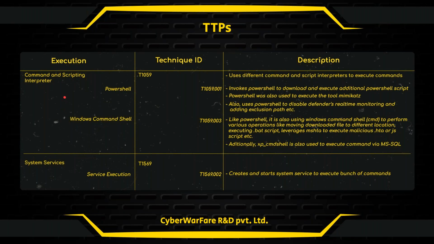Another technique that it used for the execution is the Windows Command Shell, which is CMD. The command shell is used to perform various operations like copying the downloaded file to a different location, deleting files, and executing bat scripts. It is also used to leverage MSHTA. MSHTA is a legitimate binary, and it is executed and tricked into loading the malicious executable, so that it looks like the script was executed with a signed or legitimate binary.